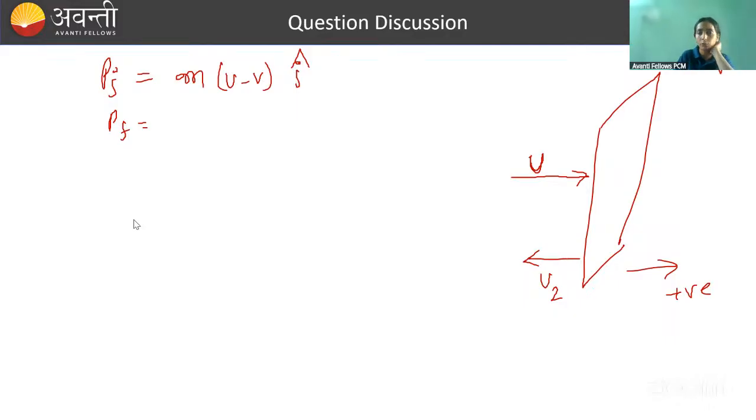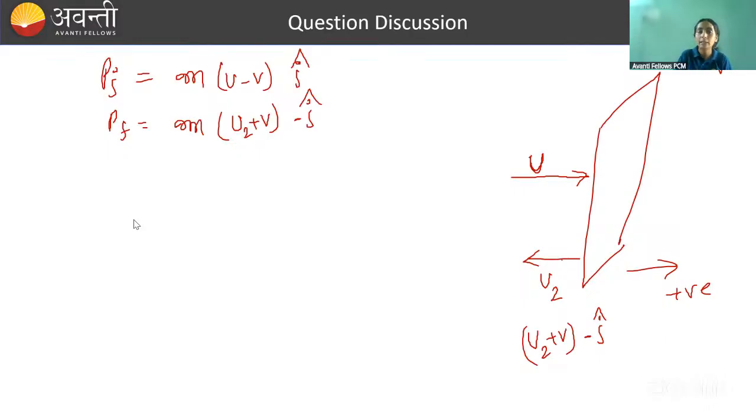So here what you will be writing? I mean, this is U2. What is the relative velocity of this with respect to the plate? So that will be U2 plus V. In which direction? In the minus i cap direction. So what you are going to write is U2 plus V in the minus i cap direction.